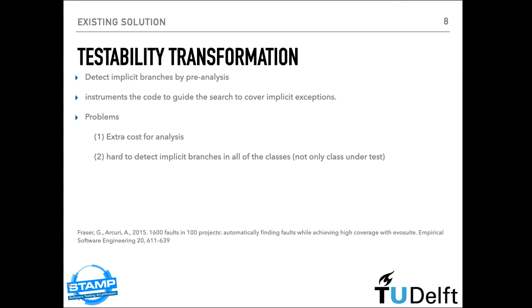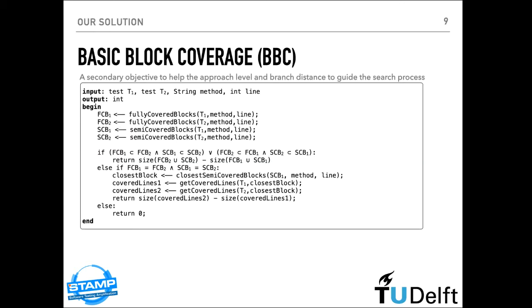So if we have lots of method calls to other classes, then we need to detect the implicit branches in those classes as well. Here in this study, we introduce a new and simple strategy to tackle this issue. In this approach, we define a new secondary objective called basic block coverage, or in short BBC, which complements the guidance provided by approach level and branch distance.